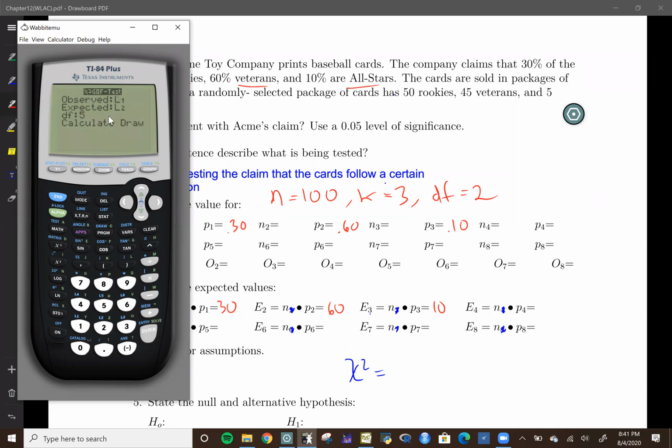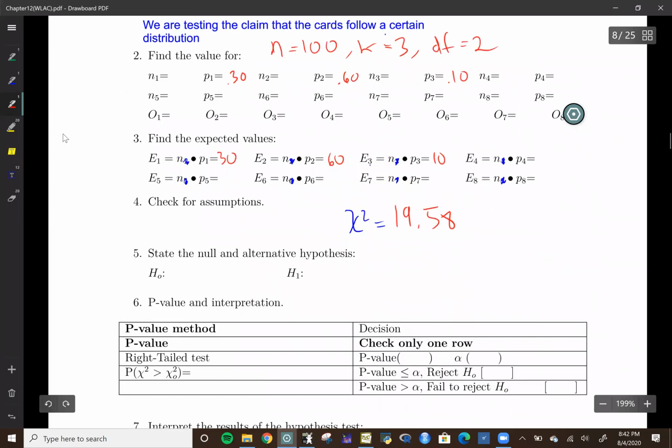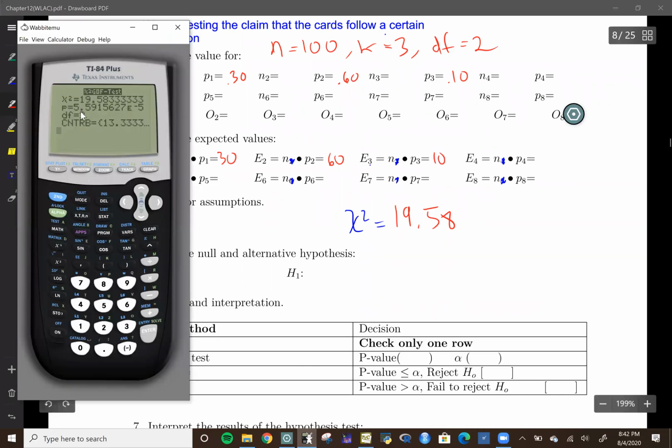So L1 is observed, L2 is expected. For this one, we do have to change the degrees of freedom from 5 to 2, because 3 minus 1 is 2. We go ahead and calculate. All right, so chi-square is 19.58. And if you look at the p-value, the p-value is extremely small.